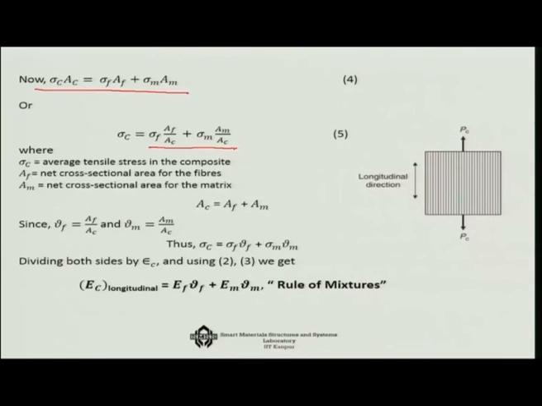And since you are considering the cross sectional area and a unit thickness of the system in this direction, AC is AF plus AM, and that is nothing but VF and VM. Hence sigma c is sigma f VF plus sigma m VM. So interestingly, this also follows the rule of mixture, but for a different reason, because of the load share. Similarly, if you put in terms of the strain, you will see that EC longitudinal also follows the rule of mixture as EF VF plus EM VM. So that is in the longitudinal direction.